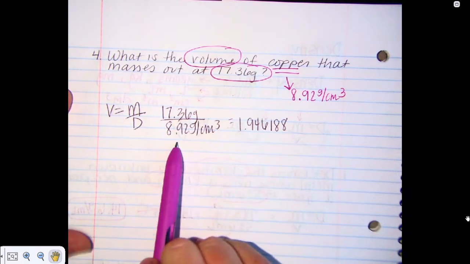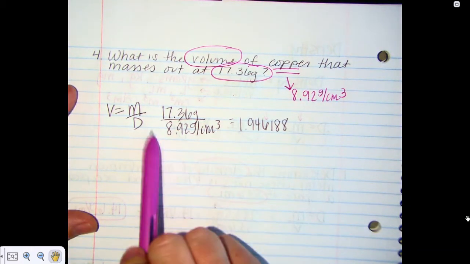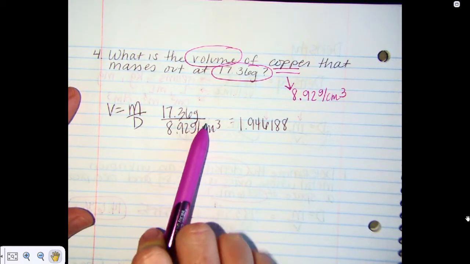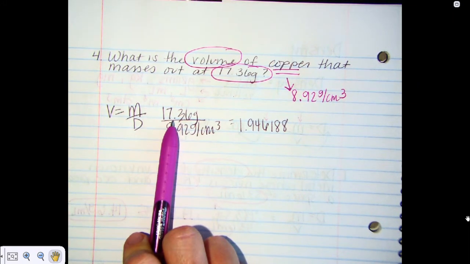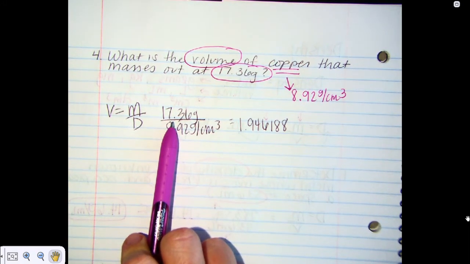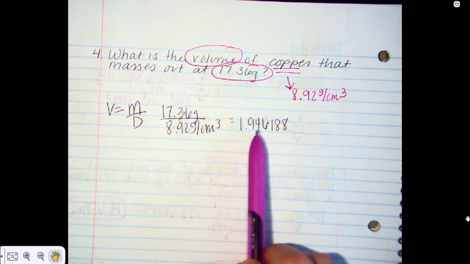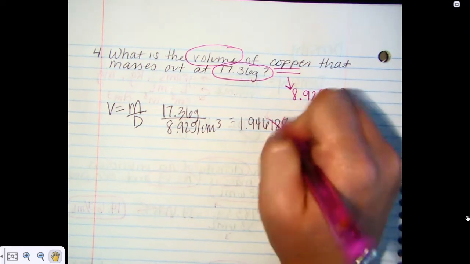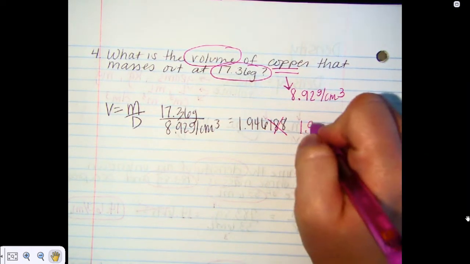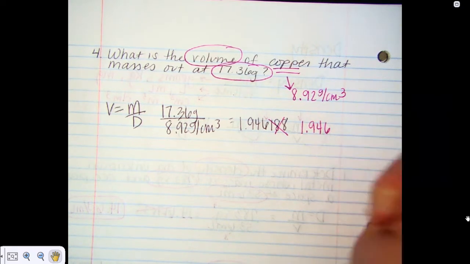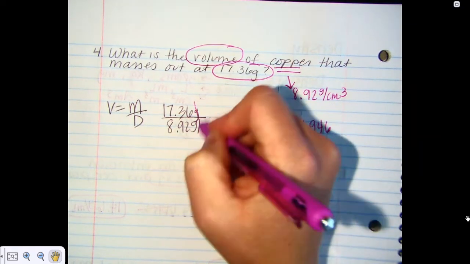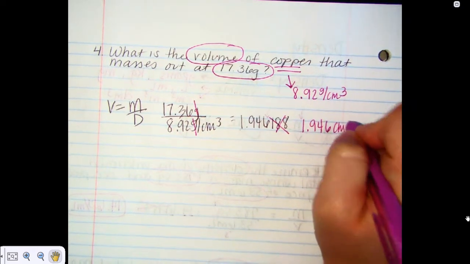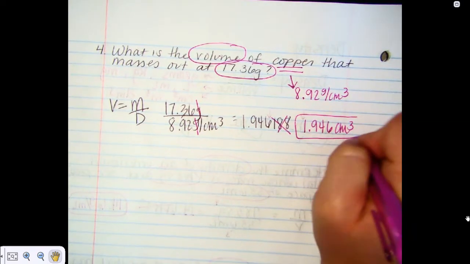So again, because this is a constant, we're going to ignore the fact that this has 3 Sig Figs, and we're only going to look at our measured value, the 17.36, which has 4. So 1, 2, 3, 4. The 1 does not round the 6, so we lop those off. 1.946. And then what's my unit? Grams and grams cancel. It's going to leave me in centimeters cubed.